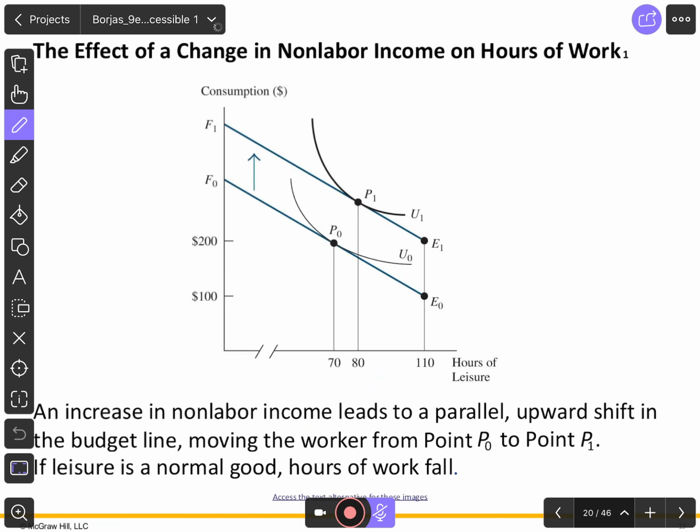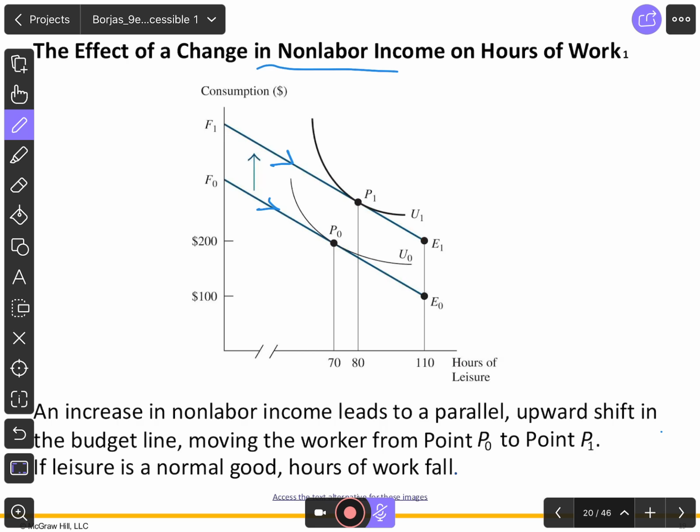Okay, so two things to discuss. What is the impact of the change in non-labor income on hours of work? If we have an increase in non-labor income, this would lead to a parallel shift. As you can see here, this line is parallel to this line, so they have the same slope. We didn't change anything in the slope.